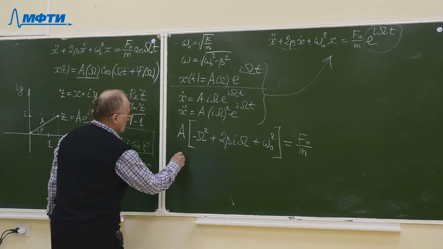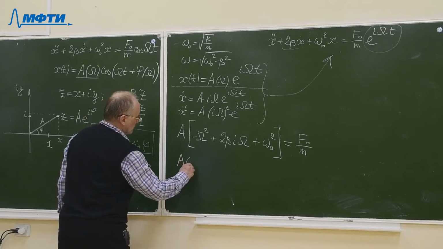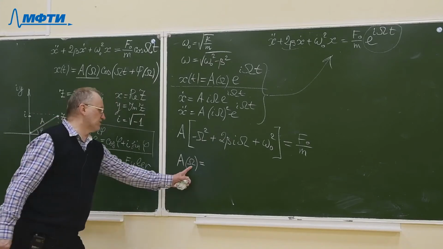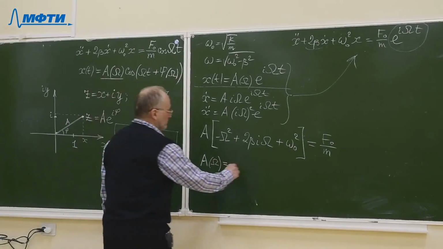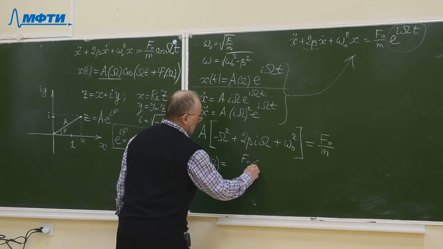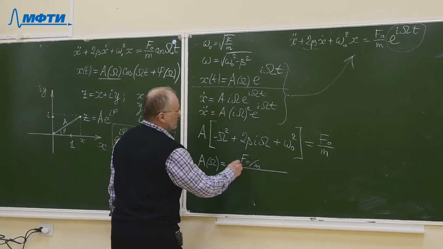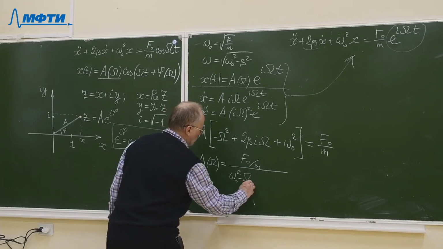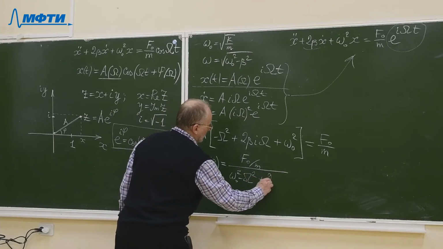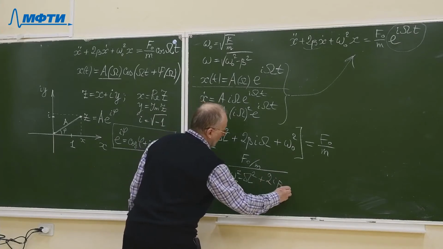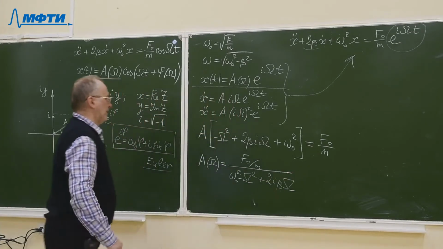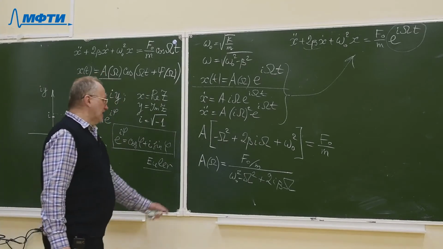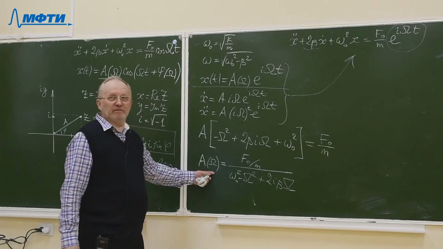So I can immediately find this function a, the amplitude, as a function of the driving force frequency, which will be f0 divided by m, and all this divided by what we have here: omega 0 squared minus capital omega squared plus 2i beta omega. That's the complex amplitude.